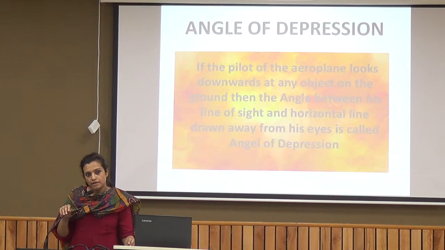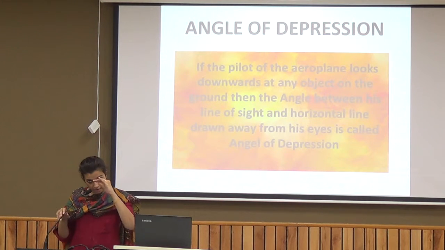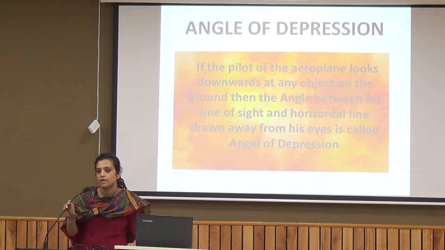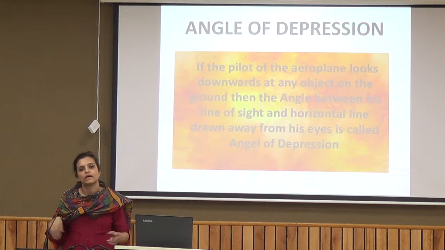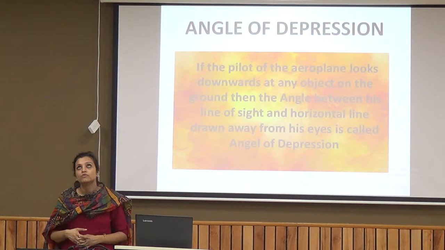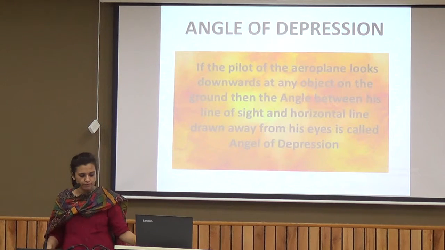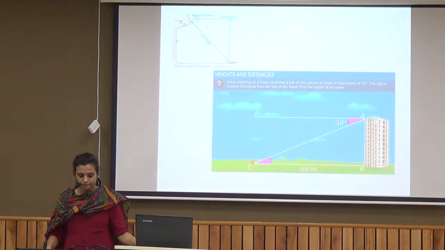Now, if the pilot of the aeroplane looks downward at any object on the ground, then the angle between the line of sight and the horizontal line is going to be the angle of depression. See children, it's nothing but just the opposite of angle of elevation. If I'm looking at something which is high up in the air, that gives angle of elevation, and if the person is watching me down, that will be angle of depression. Look at the picture.